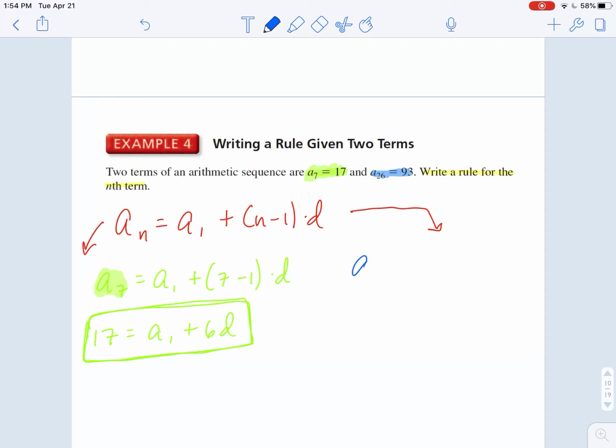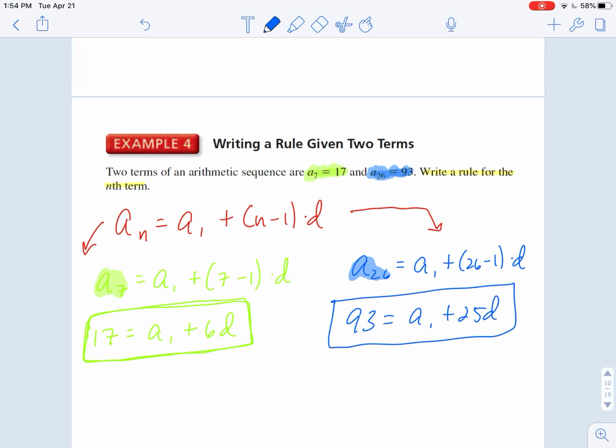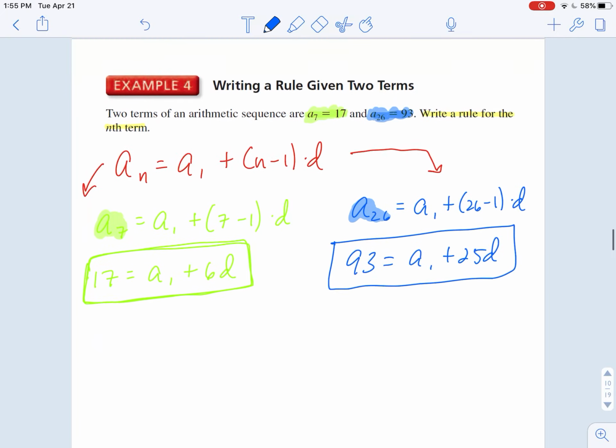Let's work through and see if we can find a second equation now. So a sub 26 is equal to a sub 1 plus 26 minus 1 times d. But again, keep in mind that a sub 26, this term here, was given to us up here. A sub 26 is the number 93. So 93 is equal to a sub 1 plus 25d. A second equation now with two variables. Now we look at these two equations and we stare at them for a little while, and all of a sudden we realize, oh wait, I have two equations, I have two variables. We learned how to solve these types of problems in an algebra class.